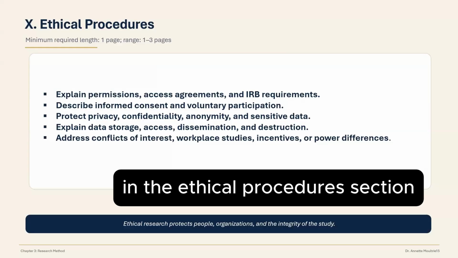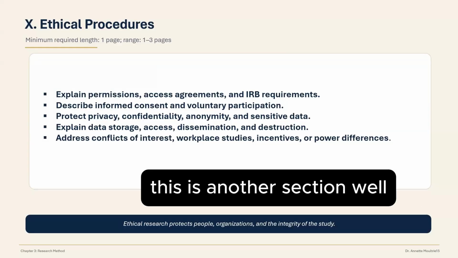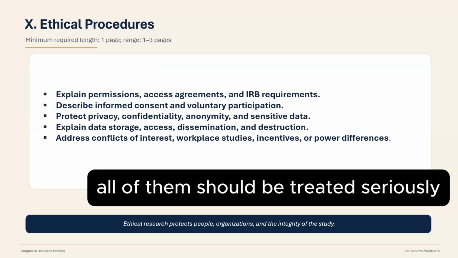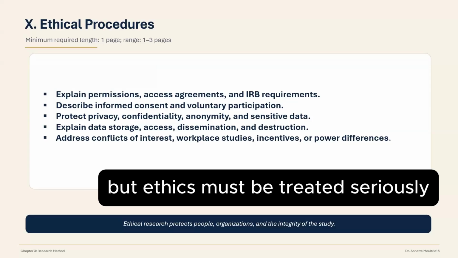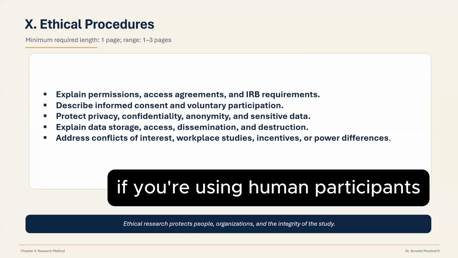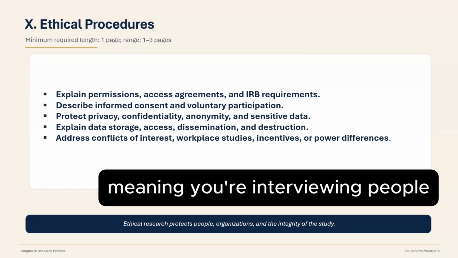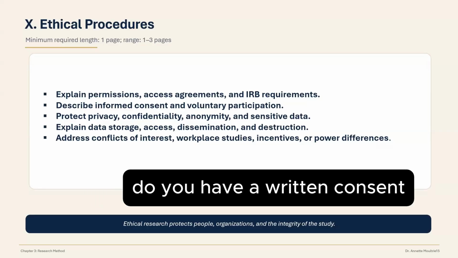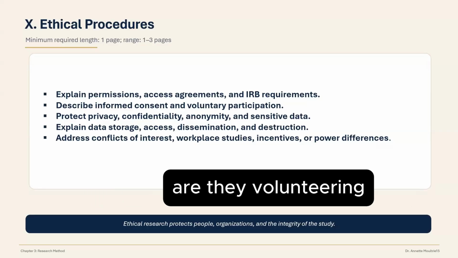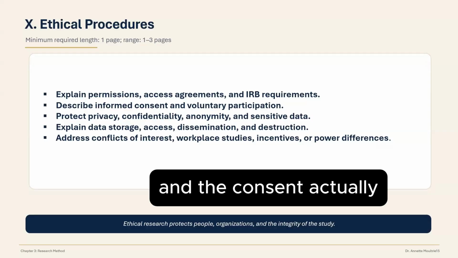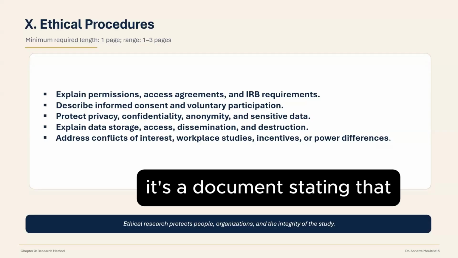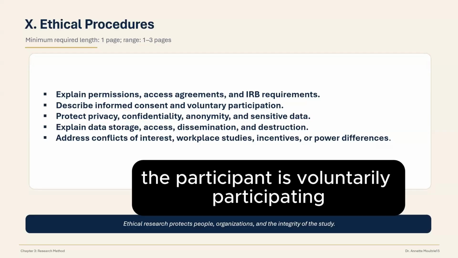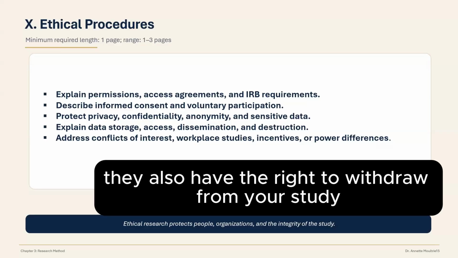In the ethical procedures section, this is another section. Well, all of them should be treated seriously, but ethics must be treated seriously. If you're using human participants, meaning you're interviewing people, you must discuss informed consent. Do you have a written consent? Are they volunteering? The consent is a document stating that the participant is voluntarily participating. They also have the right to withdraw from your study.